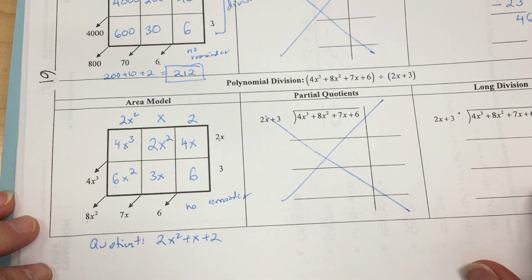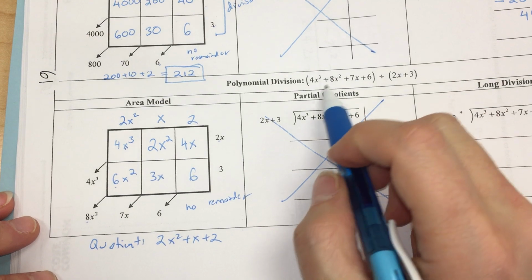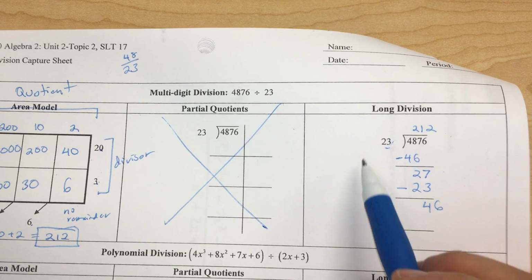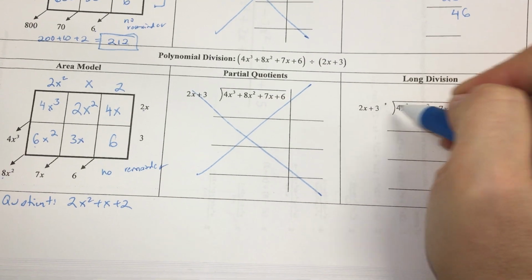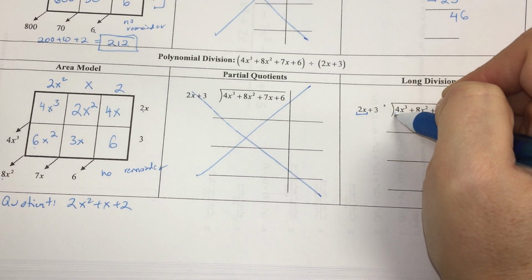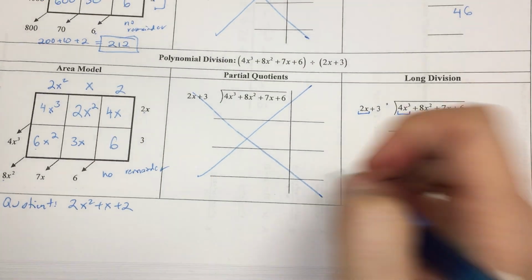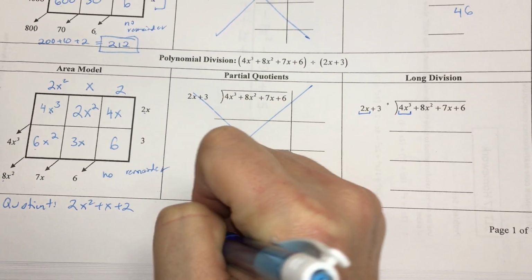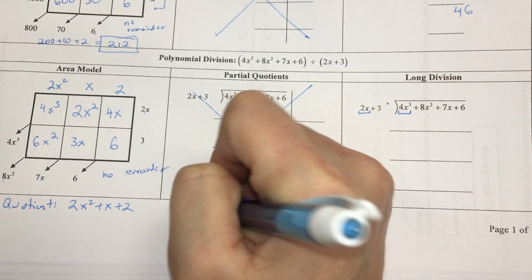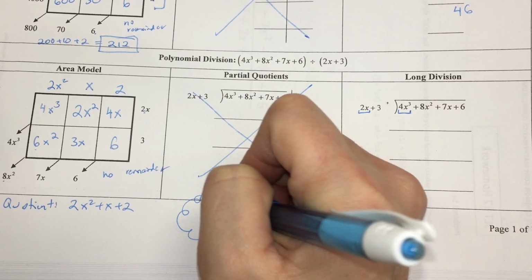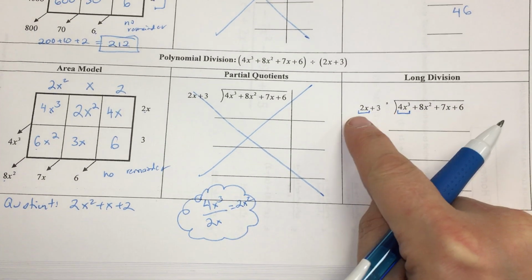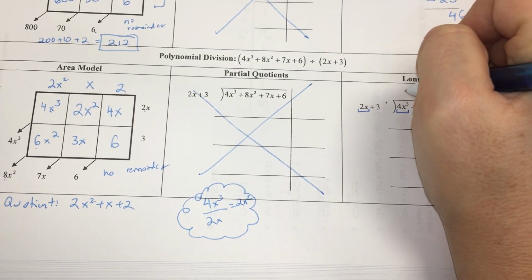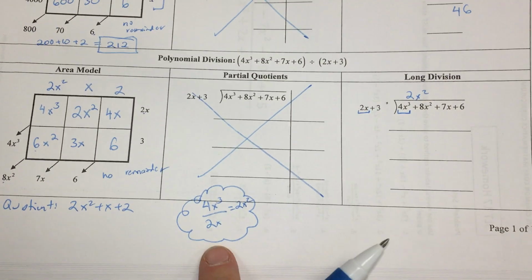All right, so that's the area model or box division. If I want to do this polynomial division using long division, this is a little trickier. So over here in my long division, I started with 23 goes into 48. Well, here I'm going to think to myself, 2x goes into 4x cubed. And I'm going to have a little thought bubble. 4x cubed divided by 2x is 2x squared. So I have this thought, just dividing my leading terms, and I'm going to write that up on my quotient line. 2x squared.